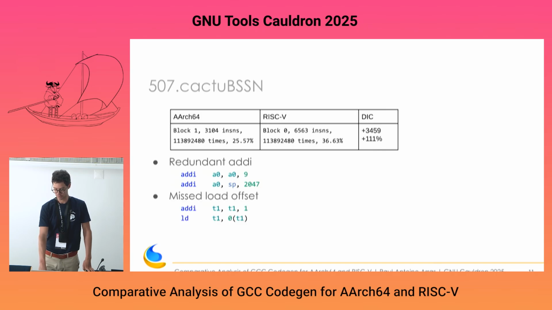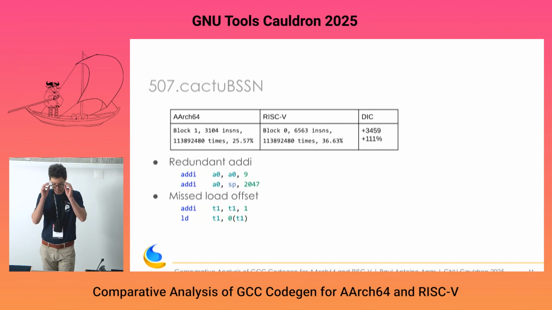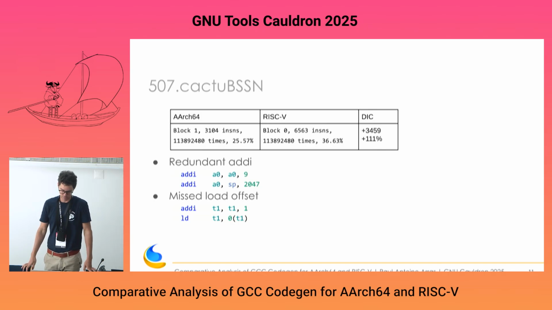And the second one, which actually happens to be the same issue, is what I call the missed load offset. You start with an addI that's just going to increment some address in a register, and then you've got a load that's going to read from the address pointed to by, in this case, T1. But here we've got an immediate offset, 0, that is unused, and we could just fold the addI into the load and say, okay, load T1 plus 1 here, and then we would get rid of the addI in this case.